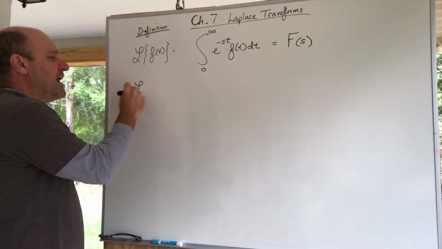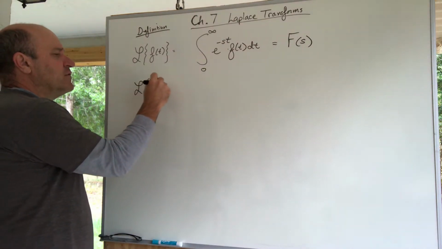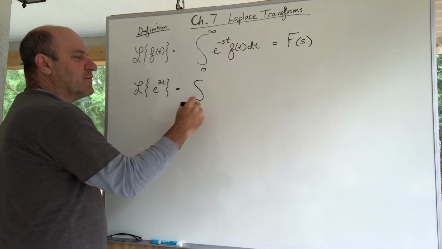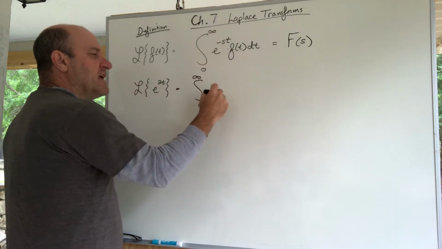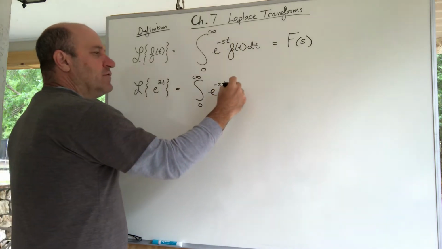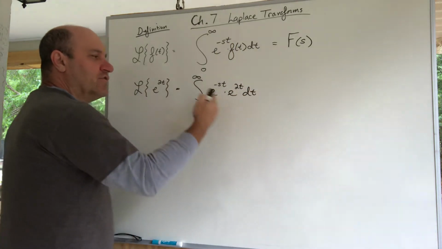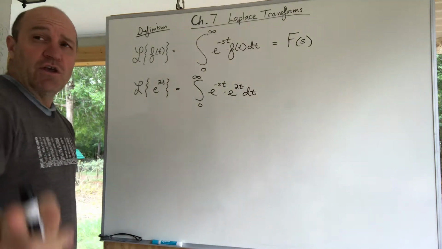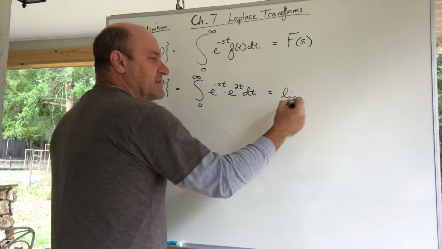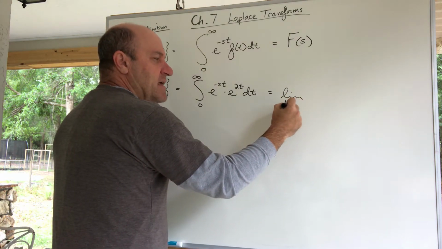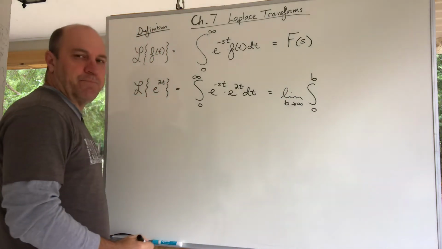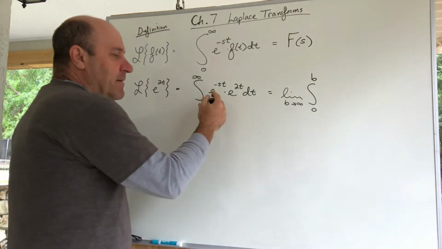Let's try the Laplace transform of e to the 2t. In order to do this, I'm going to do an integral from 0 to infinity, the definition, e to the negative st times the function here, e to the 2t, dt. So now my job is to do this integral. This is an improper integral, and technically the way you do it is you take the limit as b goes to infinity, and you go from 0 to b. And then I'm going to try to integrate this.